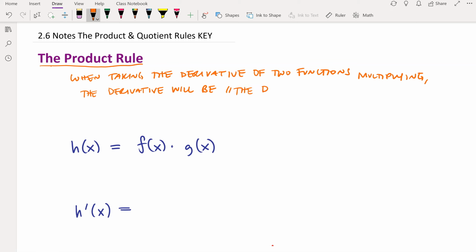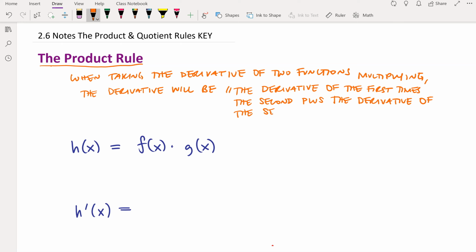We're going to say the derivative of the first times the second, plus, oops, that's supposed to say plus, the derivative of the second times the first.